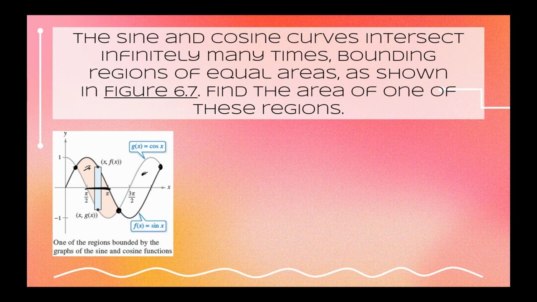It doesn't matter. The only difference is whether sine is on top or bottom, right? Okay, so we'll make sine f, and we'll make cosine g. How do we know the boundaries? That's what we have to figure out. So how do we figure out where they cross?